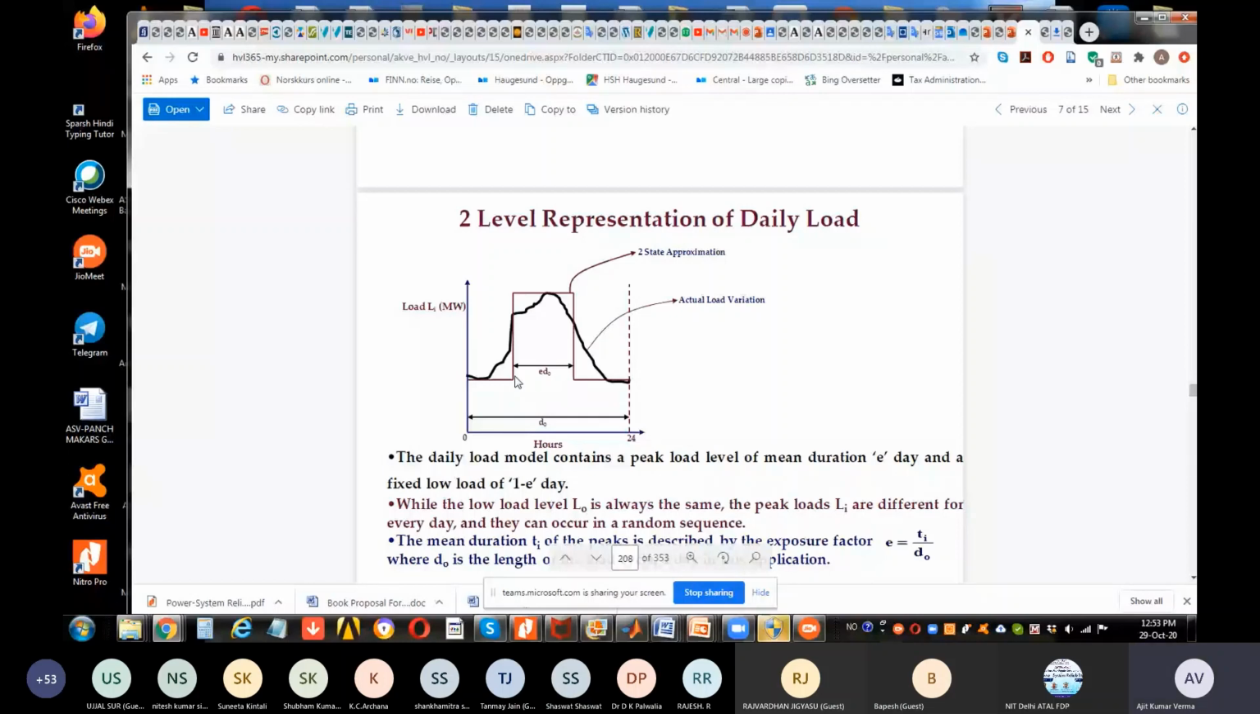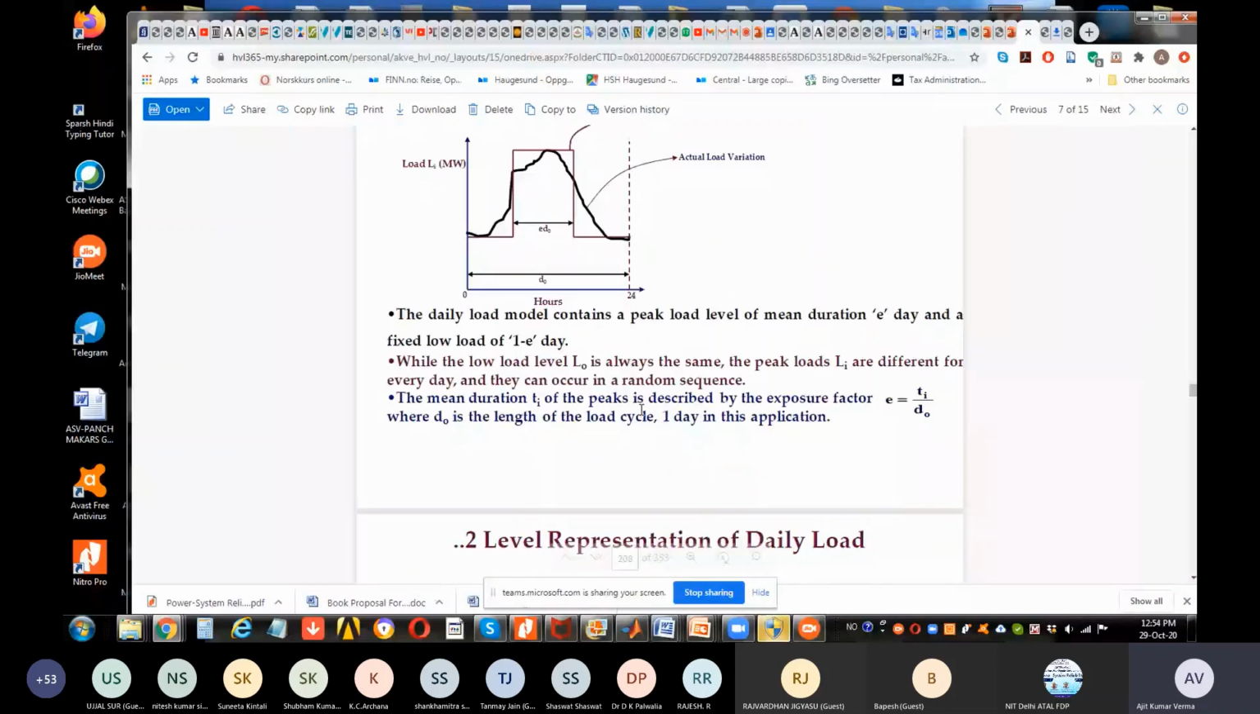So a certain percentage of it, if we refer to it by this coefficient E, and a fixed low load of 1 minus E, E multiplied by the day, or in terms of hours. The mean duration of the peak is described by the exposure factor. E is the exposure factor. That's the peak duration divided by D. D is the length of the load cycle, one day in this application.